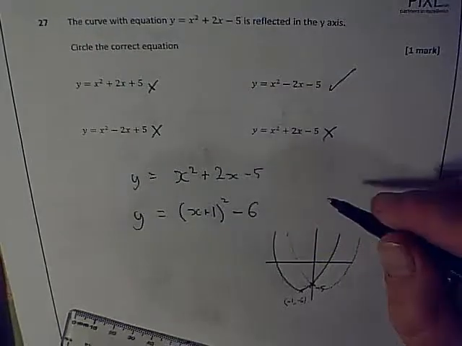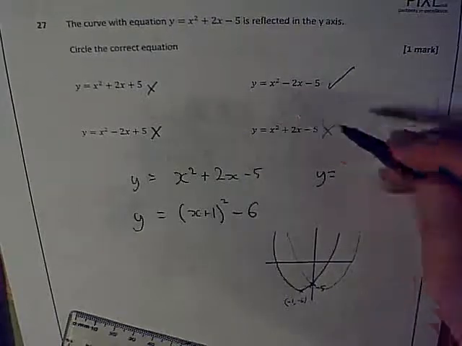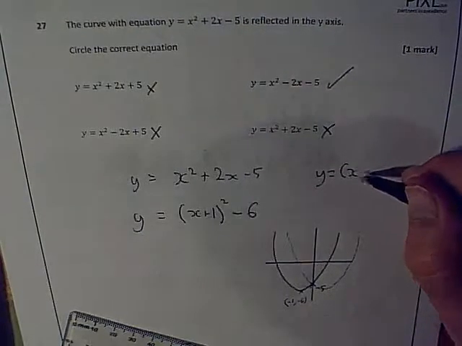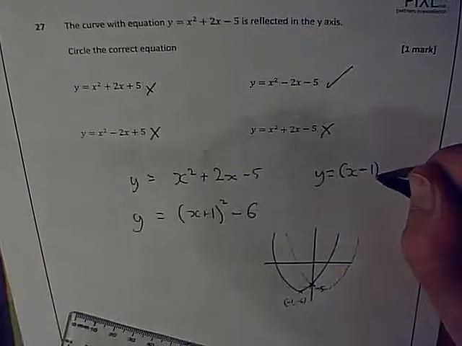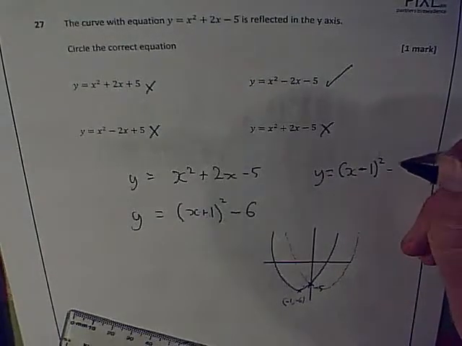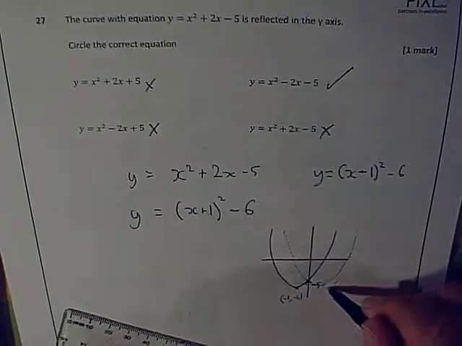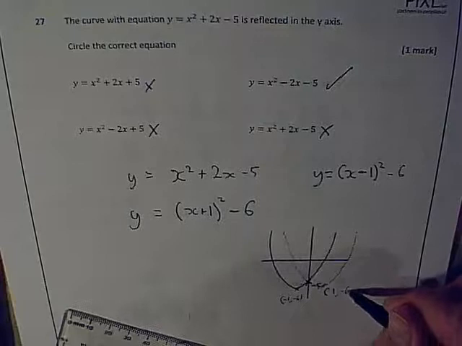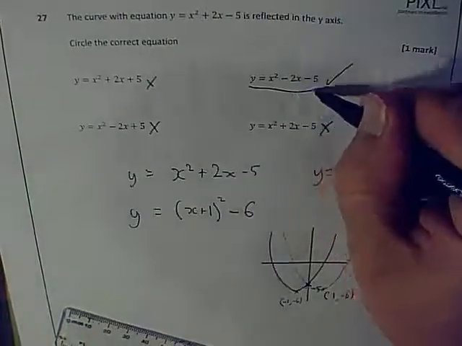And this situation would actually be the graph of, if I were to complete the square of this, x minus 1 squared minus 6, which would give me this as my lowest point here, 1, minus 6. So that is my correct equation.